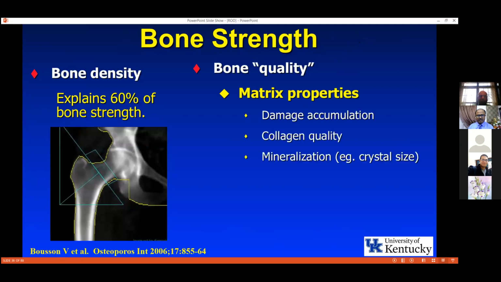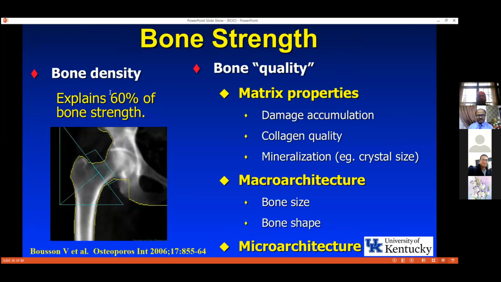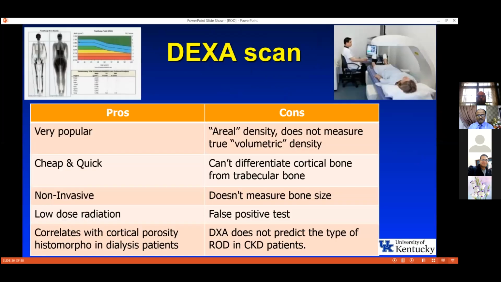So BMD or DEXA scan checks the bone density. And bone density is only about 60% of the bone strength. But what about bone quality? What about the matrix, the collagen quality, mineralization rate, bone size, bone shape, and microarchitecture? This bone quality gives you about 40% of the strength of your bone.